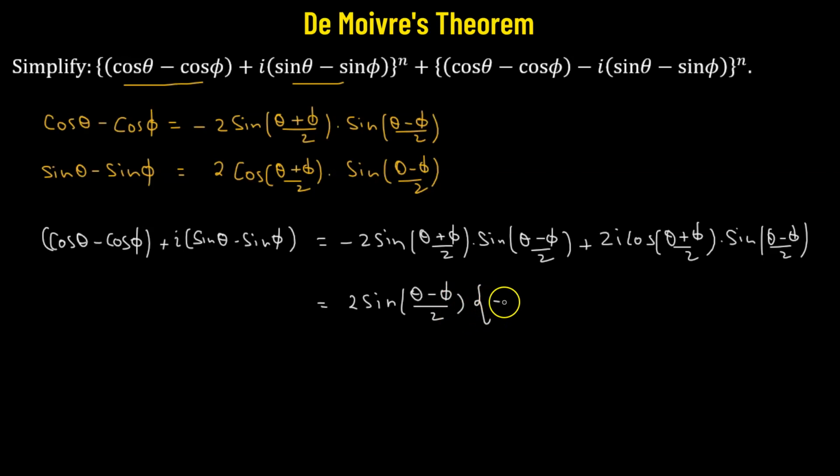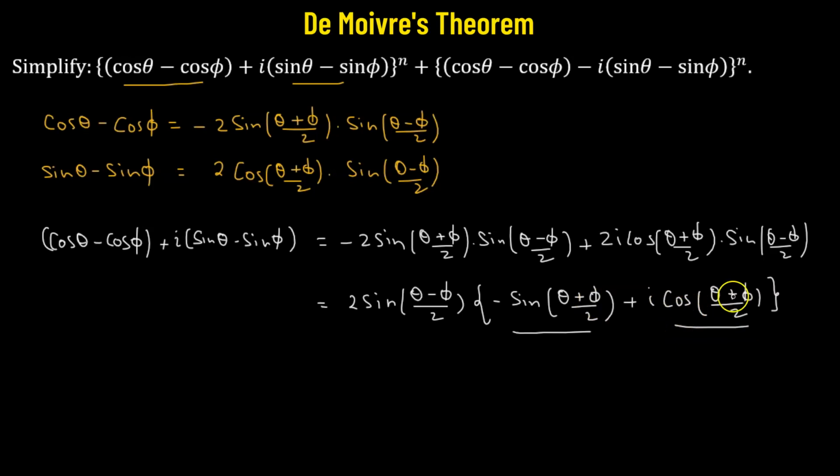So this will get multiplied to negative of sine (theta plus phi)/2 plus iota times cosine of (theta plus phi)/2. Now our next goal will be to convert the real part, which is a sine function, to a cosine function, and the imaginary part from cosine to sine. Here we will be using the fact that sine of (pi/2 plus theta) equals cosine theta, and cosine of (pi/2 plus theta) equals negative sine theta.